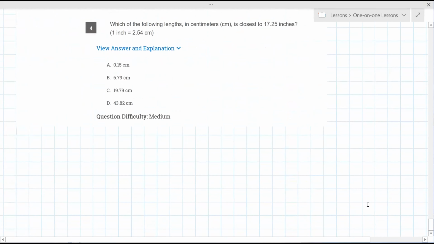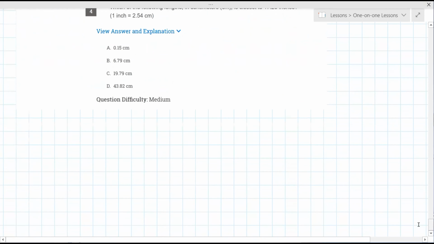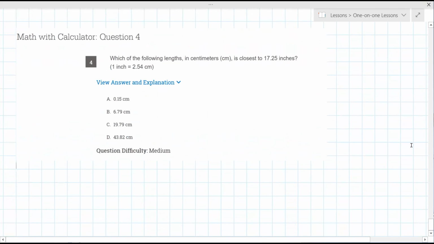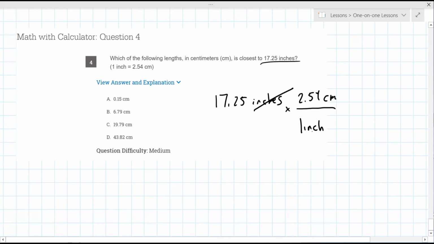Okay, so the next question here is a conversion question. They want to know which of the following lengths in centimeters is closest to 17.25 inches. So you always start with the given quantity, and then sometimes, depending on how complicated this is, you maybe write out your final units over here to the right, but they give you the conversion. They say 1 inch is 2.54 centimeters. These cancel, and you're done. Just multiply those numbers together.